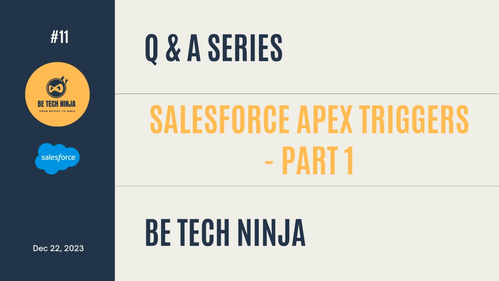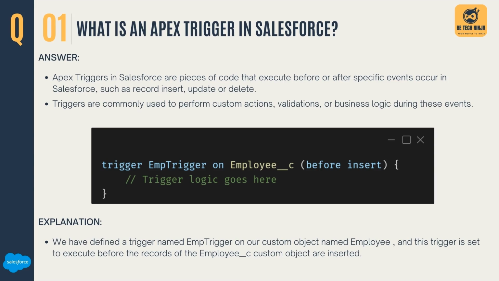Now, let's get started. Question: what is an Apex trigger in Salesforce? You can answer it like, Apex triggers in Salesforce are pieces of code that execute before or after specific events occur in Salesforce, such as record insert, update or delete. Triggers are commonly used to perform custom actions, validations, or business logic during these events.